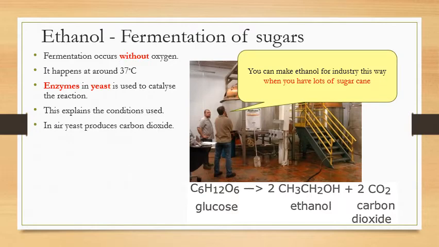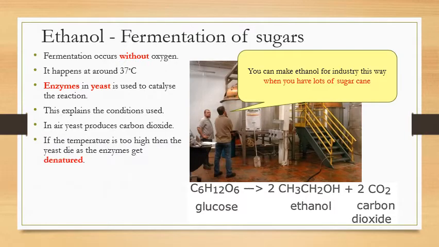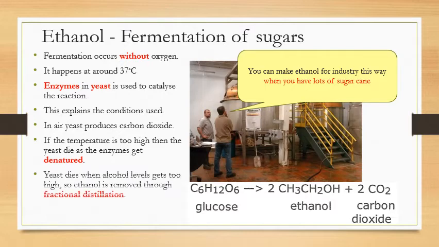So in air, yeast produces carbon dioxide, so when there's enough oxygen around, it produces carbon dioxide. We don't want that, we want it to produce ethanol, so what you do is you take the oxygen away, and it starts to produce ethanol. And if temperatures are too high, say greater than 40 degrees Celsius, then the yeast die off and the enzymes get denatured. The enzymes are the catalysts, they're proteins that catalyze biological reactions, for example, converting glucose into ethanol, and basically the enzymes lose their shape as they heat up and they can no longer be effective, so they're not doing the reaction.